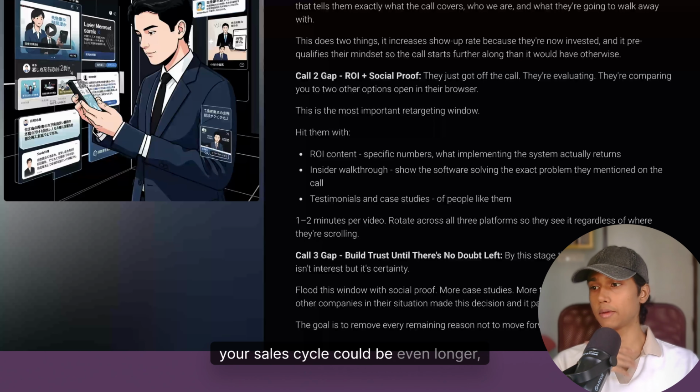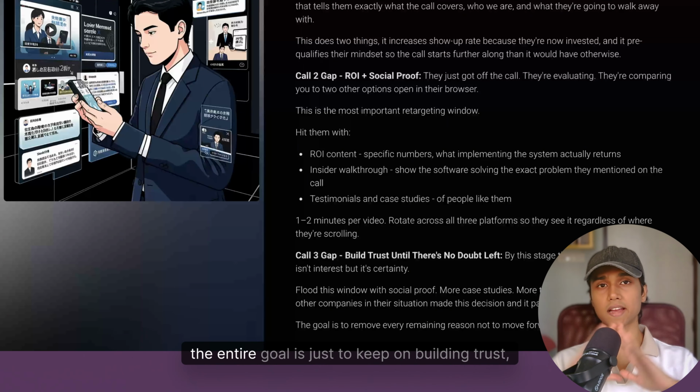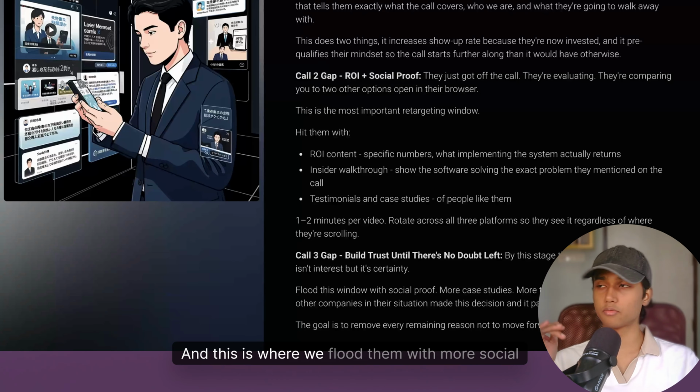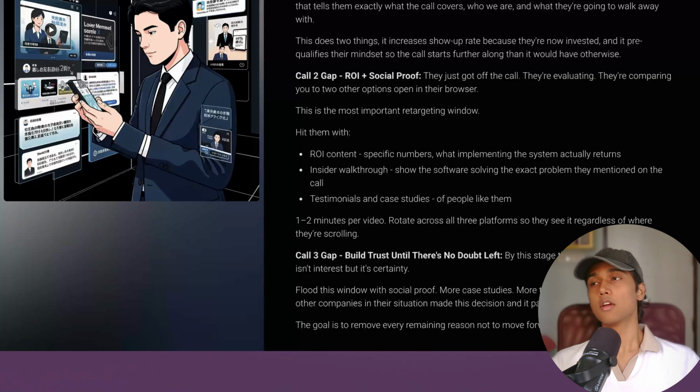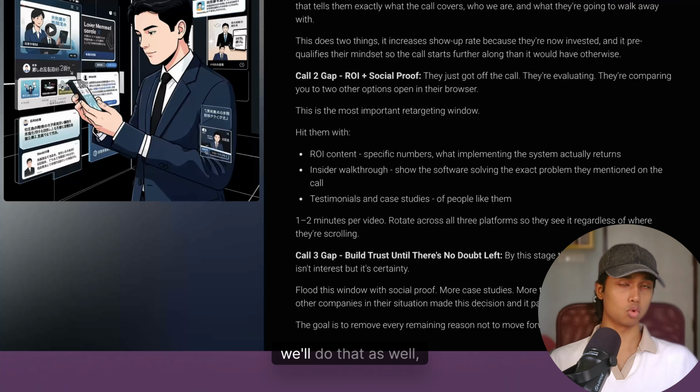Your sales cycle could be even longer, right? You could have like 6 calls, but after call 3, the entire goal is just to keep on building trust, trust, trust. And this is where we flood them with more social proof. Were you featured in a podcast? We will use that. Were you featured in an article? We'll do that as well.